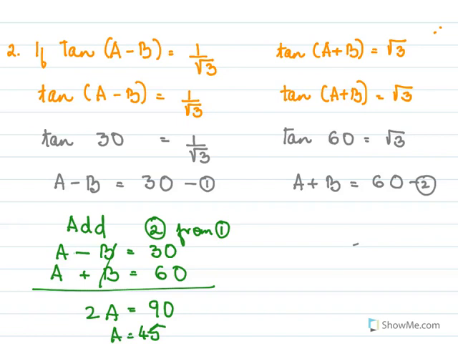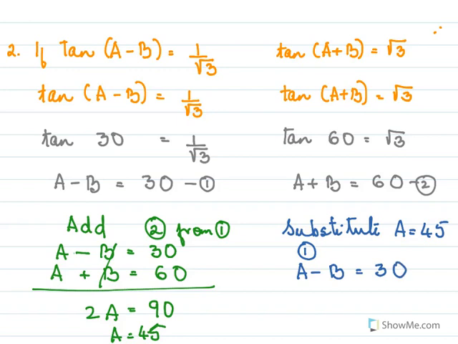If I want to find b, I substitute a equal to 45, say maybe in equation 1. So I have a minus b equal to 30, then that is 45 minus b equal to 30, you have minus b equal to minus 15, so b equal to 15.